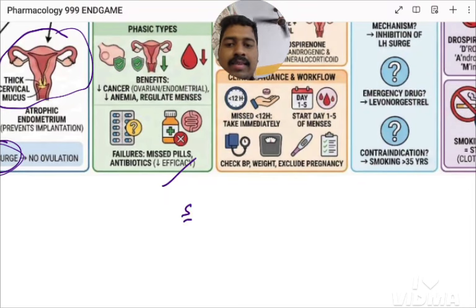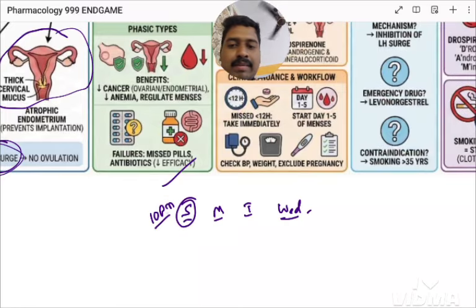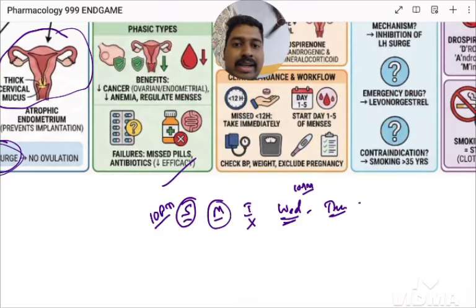Okay, so this is Sunday, Monday, Tuesday, Wednesday. Suppose the patient takes the pill on Sunday night, let's say at 10 p.m. Sunday, Monday the patient took it, but on Tuesday the patient forgot, and on Wednesday at 10 a.m. remembered that she has not taken the prior pill. In that case, the patient will take Tuesday's pill at 10 a.m.